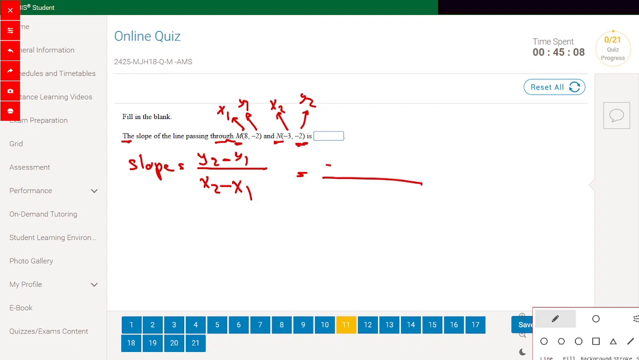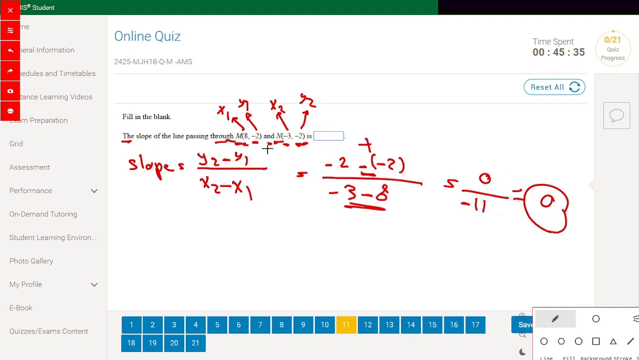So we have minus 2 minus 2 divided by x2, which is minus 3, minus 8. So here, minus minus will be positive. So minus 2 plus 2 equals 0. Divided by minus 11, which is equal to 0. So the slope here is 0.